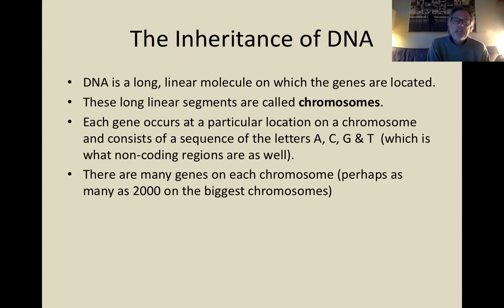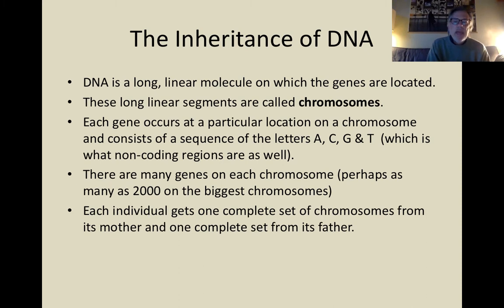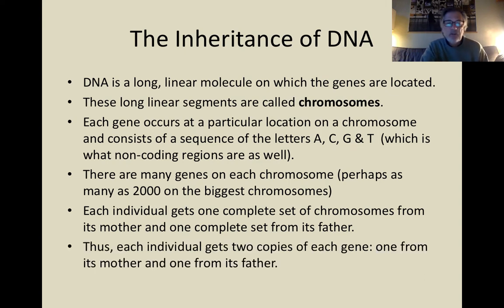There are many genes on each chromosome, and in humans, perhaps as many as 2,000 on our largest chromosomes. Each individual gets a complete set of chromosomes from its mother and a complete set from its father. So this means each individual gets 2 copies of each gene, one from its mother and one from its father.